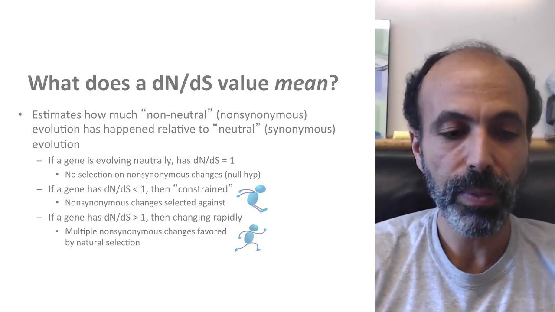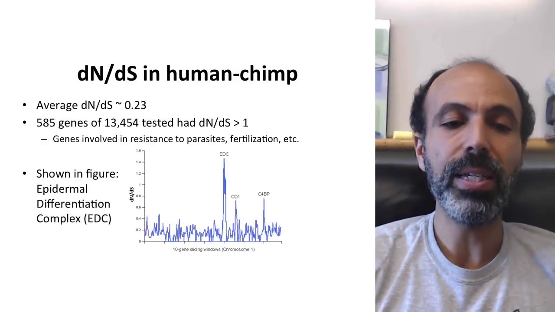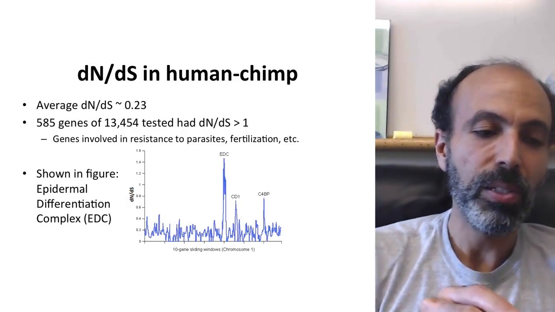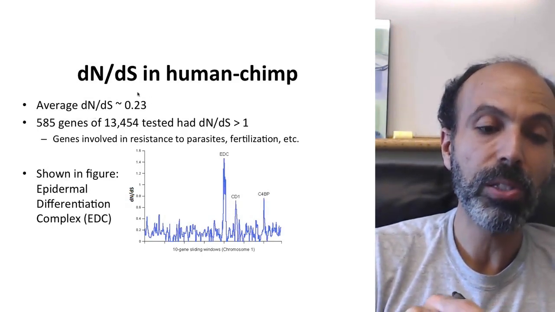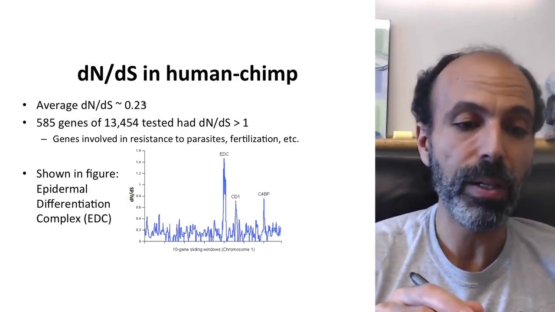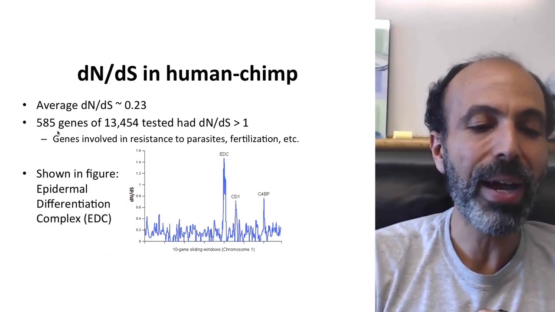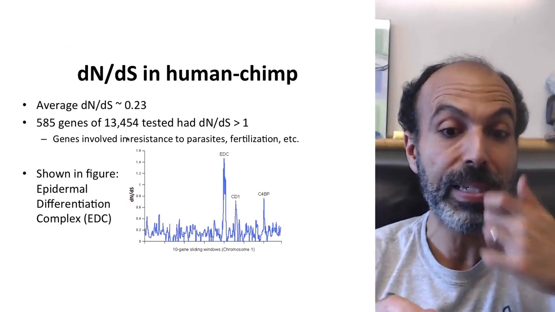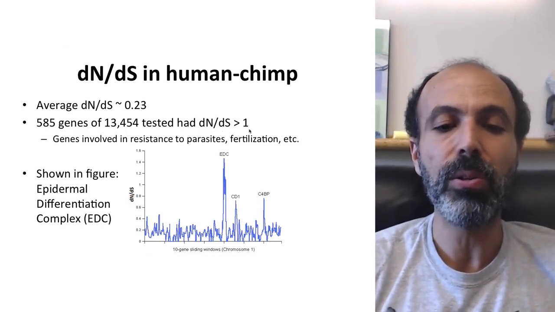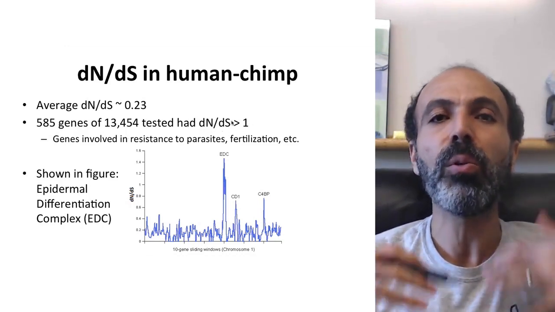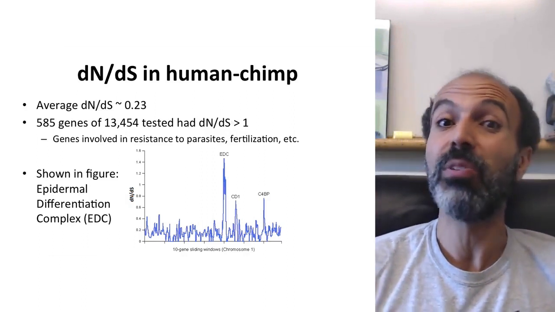So let me show you a plot. Here are dN/dS values between humans and chimps. The average dN/dS across the genome is 0.23. So there you go, that 0.25 we saw was fairly typical. There are 585 genes out of 13,000 that were tested that have a dN/dS value greater than 1. So these are the ones that are undergoing recurrent positive selection. So that's very exciting.